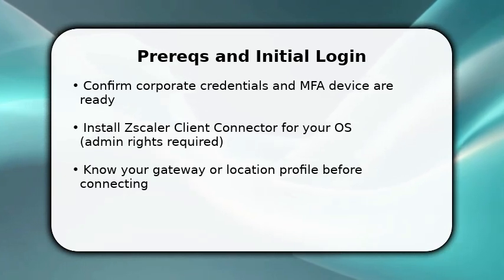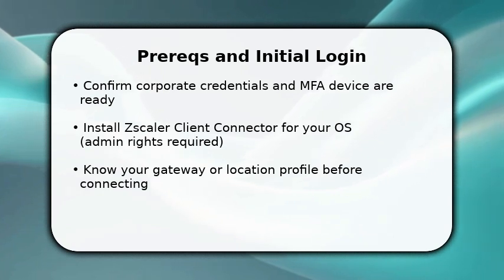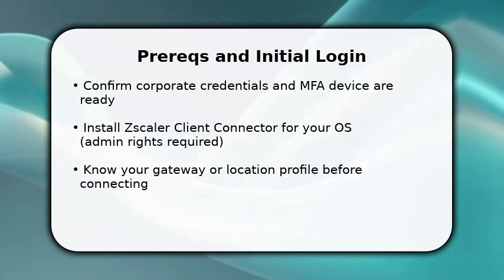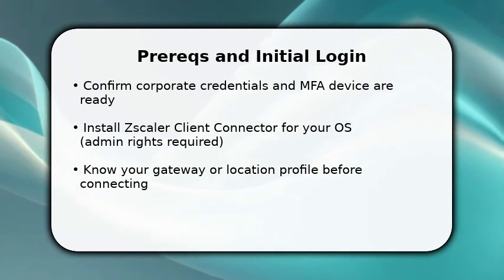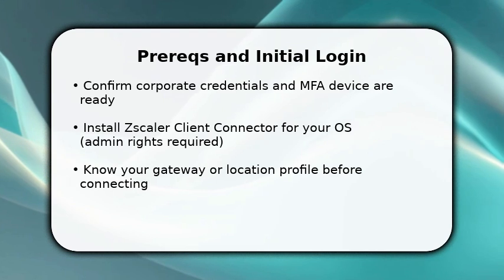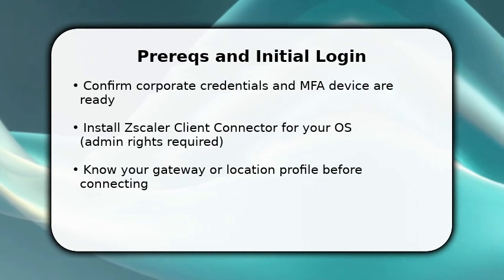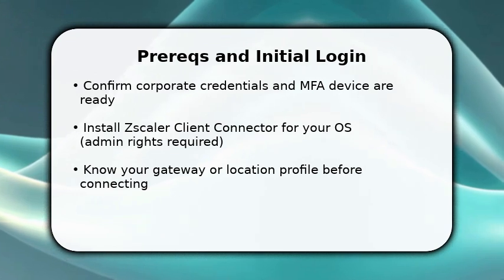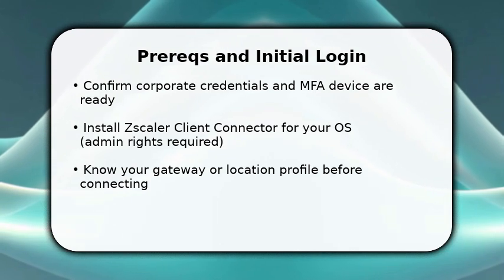Enjoy the video. You start by confirming credentials and that MFA is active. This prevents access loops. Install the Zscaler client connector with admin privileges and accept any required system prompts. Once installed, open the app and choose your organization or location profile if prompted, then enter your corporate username and password. If MFA appears, complete the push or code entry promptly. Doing these initial steps correctly ensures the client can authenticate and reach the Zscaler cloud without needless retries or delays.